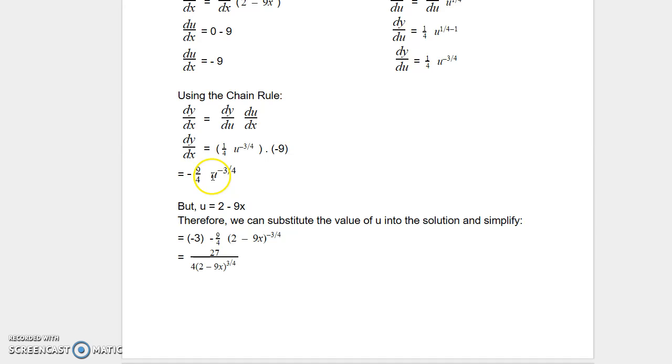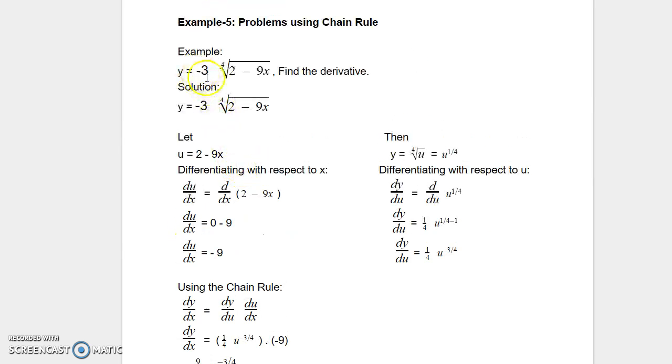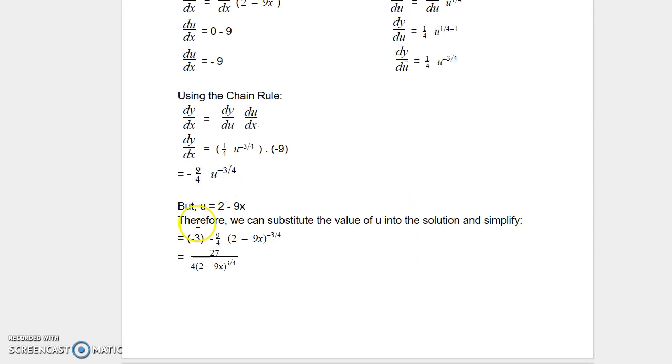We cannot have u as part of the answer. So wherever we see u, we're going to substitute 2 minus 9x. Now we're going to bring back that negative 3 which we had initially in our problem, and put it in the final solution here: negative 3 times negative 9 over 4, and then instead of u we write 2 minus 9x, the whole thing raised to the power of negative 3 over 4. So negative times negative is a positive.